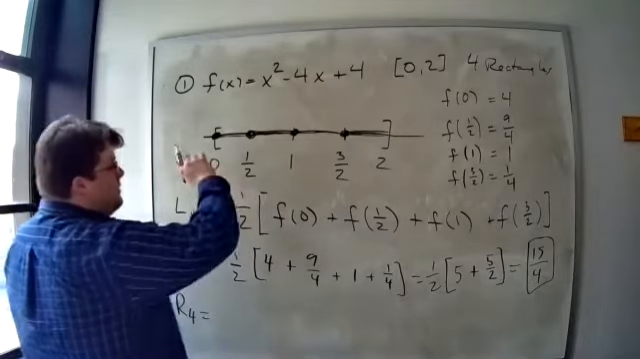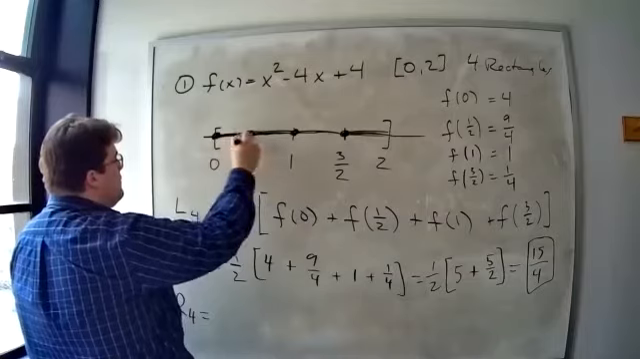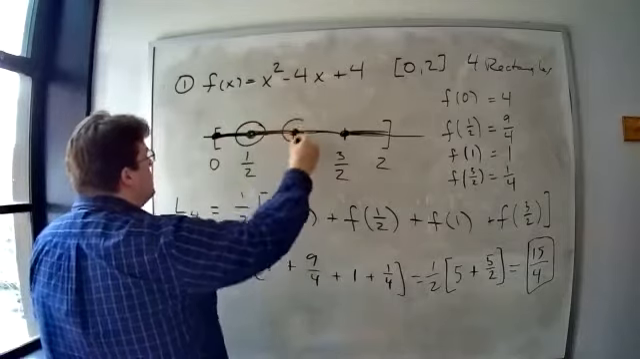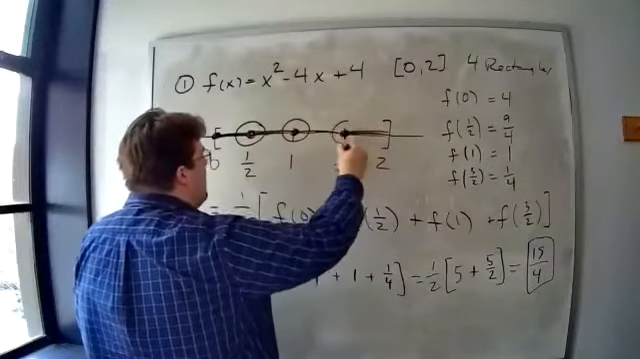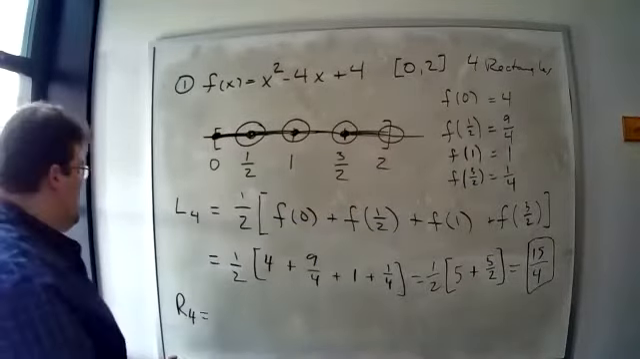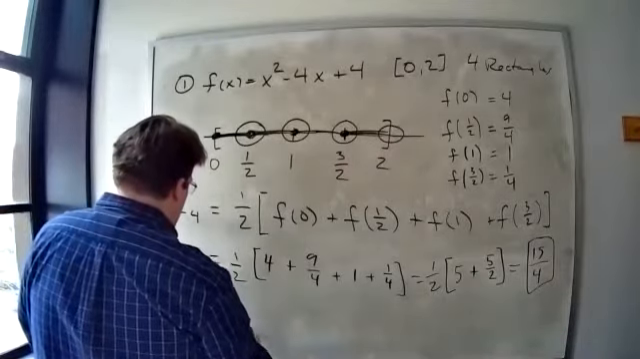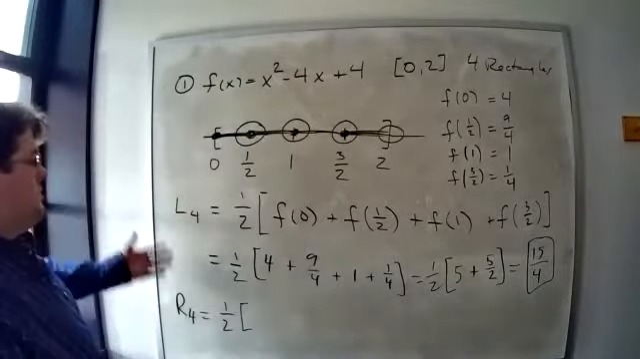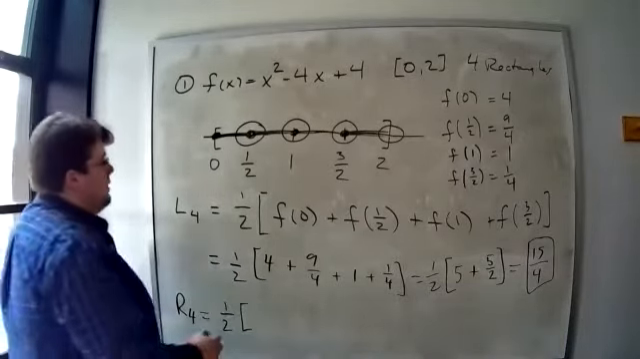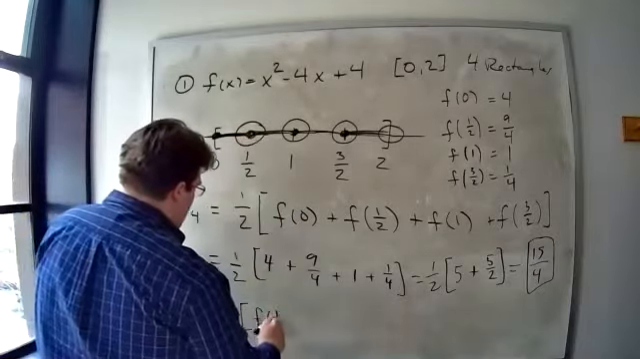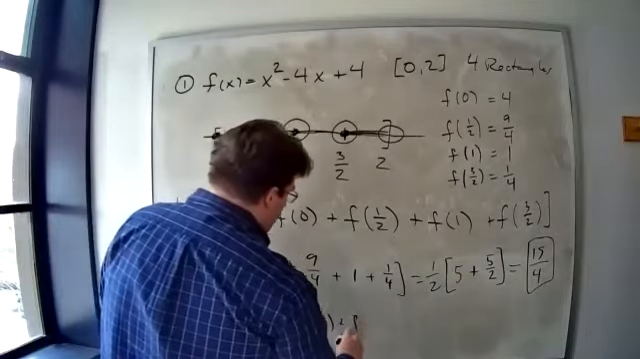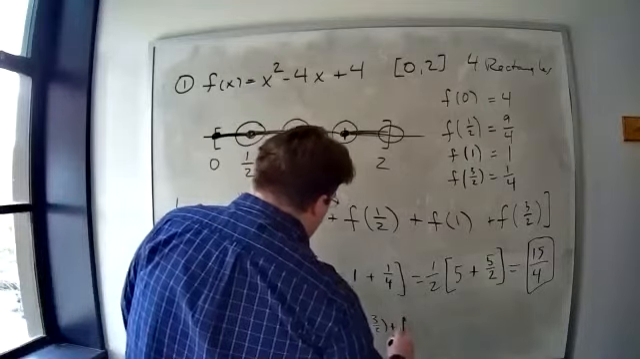The right-hand approximation, instead of using the left endpoints on each of these intervals, we're going to use the right endpoints. So on 0 to 1/2, we'll use 1/2. On 1/2 to 1, we'll use 1. On 1 to 3/2, we'll use 3/2. On 3/2 to 2, we'll use 2, the right endpoint. And we're going to use them to define the height of the rectangle. But as before, the base of the rectangle in each case is going to be 1/2, which we can factor out. And then we just need f of 1/2 plus f of 1 plus f of 3/2 plus f of 2.